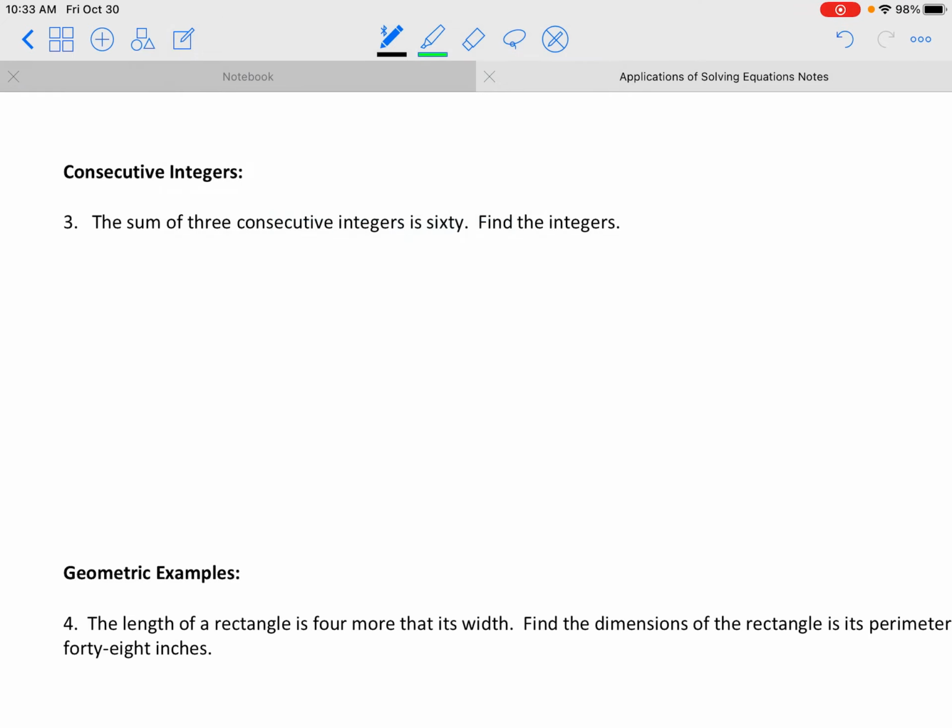Well, consecutive numbers would be like 1, then 2, then 3, then 4, and 5, and so on. Numbers that go on forever. One after another after another. So consecutive numbers are one after another. So, sorry, I'm going to need a little more space. So 1, 2, 3, 4, and so on. Those are consecutive numbers. Okay? So we're looking for 3 of them. And it says the sum of those 3 consecutive integers is going to be 60. So we're going to be adding 3 consecutive numbers, and they have to make a total of 60.